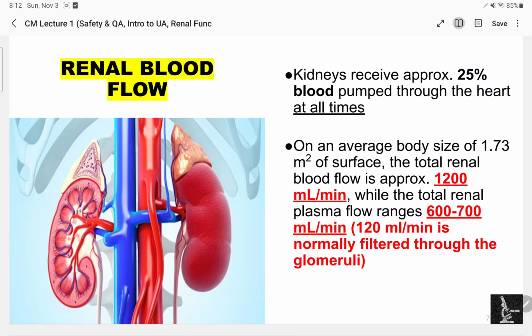Okay? So around 120 ml is normally filtered through the glomeruli. Of the renal plasma flow, only about 120 ml per minute is filtered in the glomeruli. And the rest goes to the PCT, DCT, loop of Henle, and collecting ducts. That is the renal blood flow.